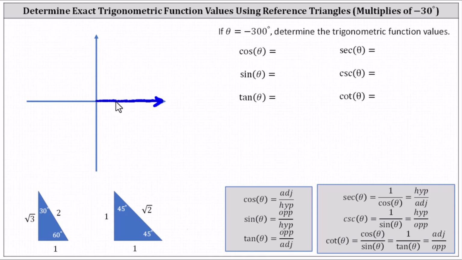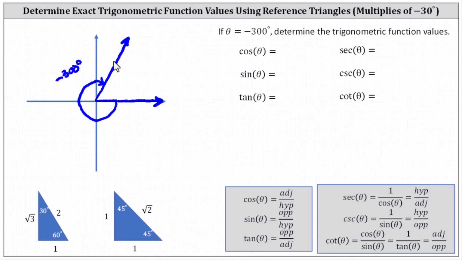So we have negative 90 degrees, negative 180, negative 270. We need to rotate another negative 30 degrees. Should be approximately here. This would be the terminal side for negative 300 degrees. And now we'll label the reference angle and sketch the reference triangle.